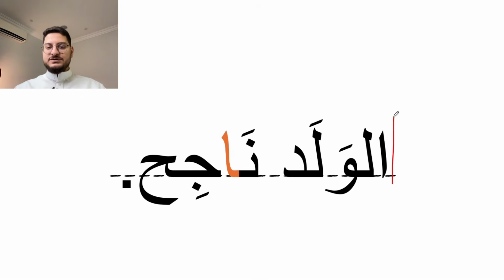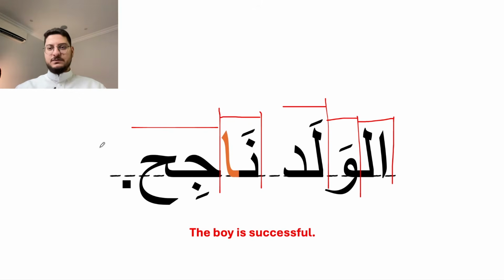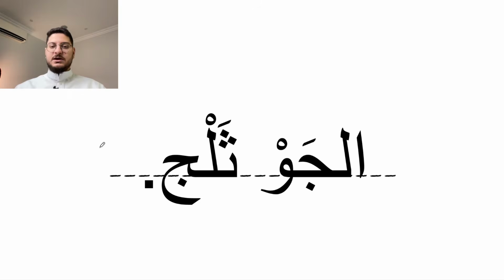Let's look at the second sentence we have. Again, let's split it into syllables. So here, one at the very beginning, one before this fatha, one before that fatha, one before this fatha, and one before this kasra. Okay, the first syllable of the first word is il, and then wa, and then lad. Il walad. Walad was a boy, and then il walad is the boy. So the boy, and then na jih. Najih. Najih means successful. So il walad najih means the boy is successful. Il walad najih.